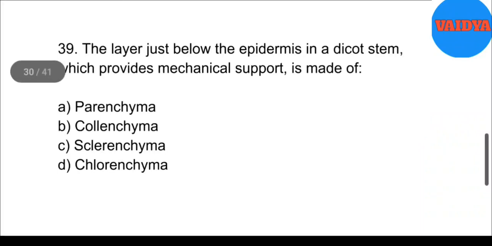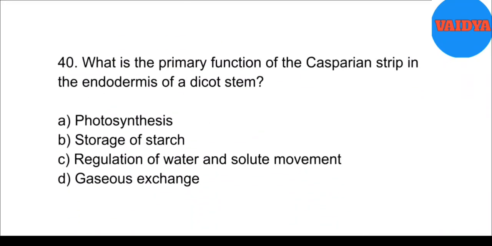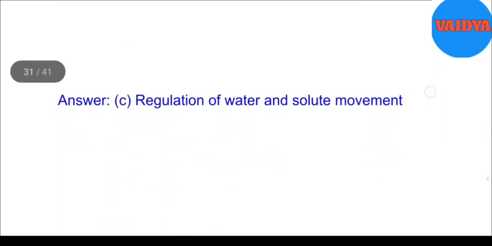39. The layer just below the epidermis in a dicot stem, which provides mechanical support, is made of A. Parenchyma. B. Collenchyma. C. Sclerenchyma. D. Chlorenchyma. Answer: B. Collenchyma. 40. What is the primary function of the Casparian strip in the endodermis of a dicot stem? A. Photosynthesis. B. Storage of starch. C. Regulation of water and solute movement. D. Gaseous exchange. Answer: C. Regulation of water and solute movement.